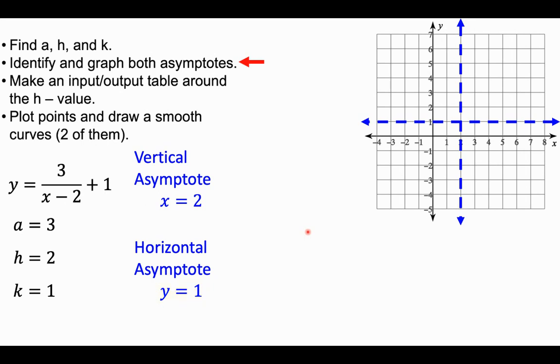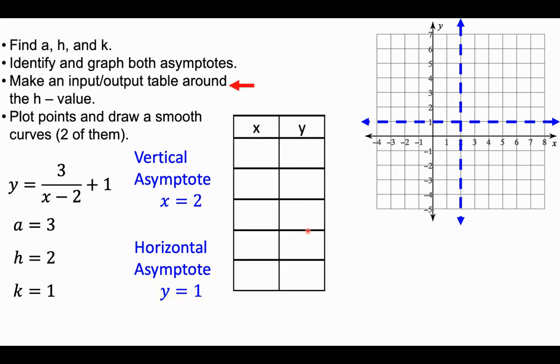So go ahead and start making your input output table. Now I did 5 cells. I'm going to start around my H value. So I'm going to start at 2, and then I'm going to go up a couple and down a couple. So remember, just figure out what your H value is. That's where you're going to start. Now that starting point is always going to be undefined because since you're starting at H and that's your asymptote, that doesn't have any values, that's why it's undefined.